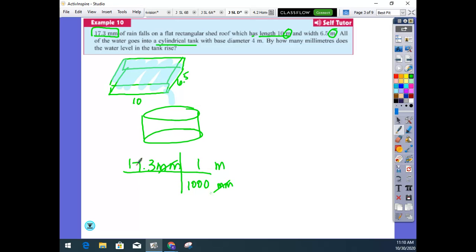Millimeters cancel, multiply across, divide by 1,000. So I'm just moving my decimal 3 times. So 17.3 millimeters is the same thing as 0.0173 meters. I have to have this in meters because my length and width are in meters. So my units all need to match. So then I can find the volume of the rain that fell into the roof.